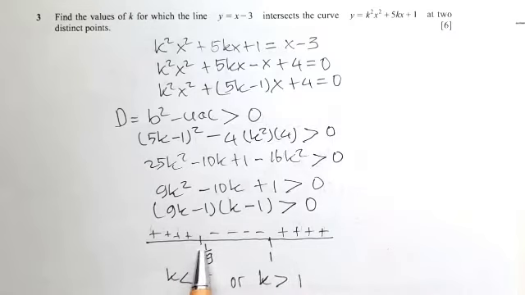Now, here there are three intervals. One interval when k less than 1 over 9, one interval when k is in between 1 over 9 and 1, then one interval when k more than 1. Now, we want to find the sign in each interval.